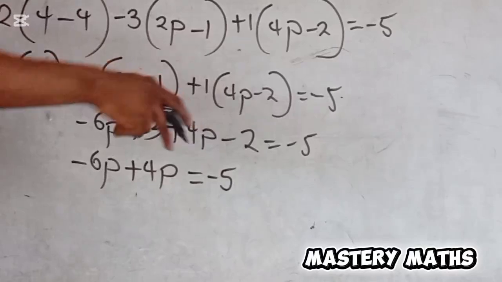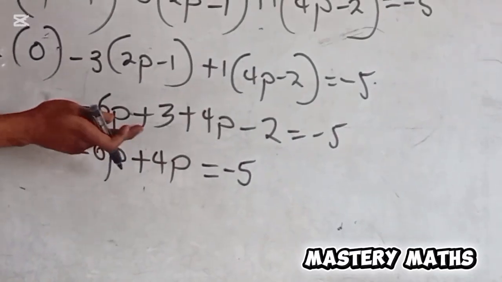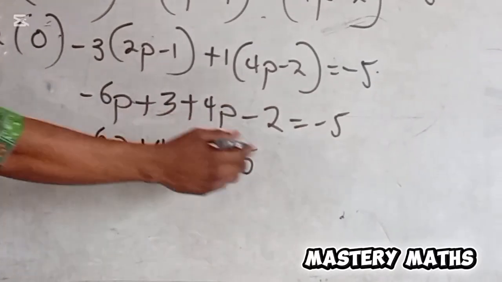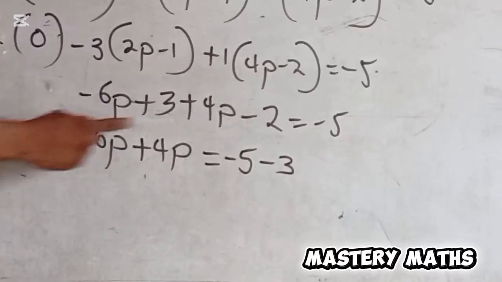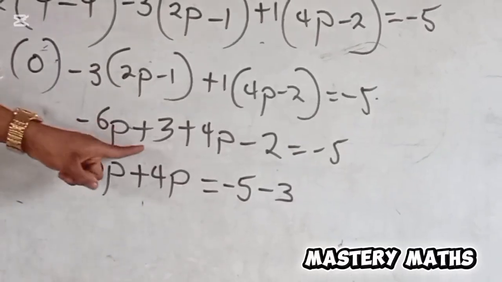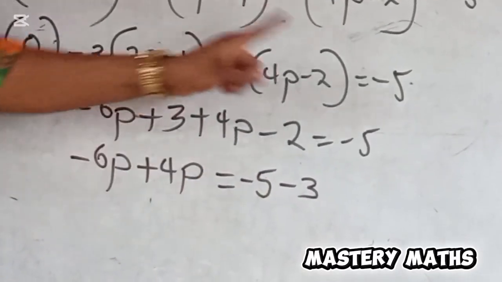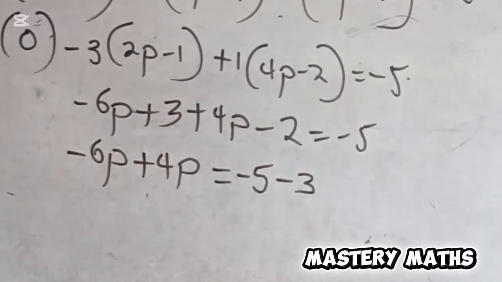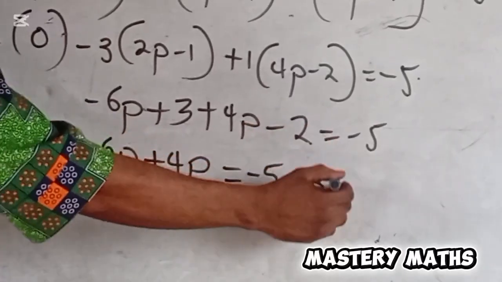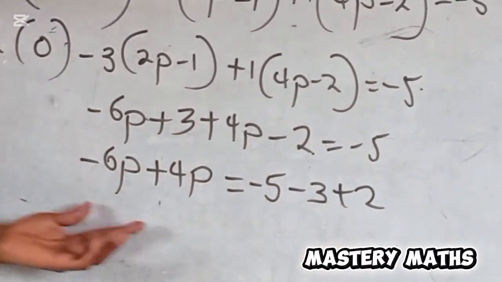Now let's also collect the like terms. Let this constant here go to that side to meet minus 5. This is plus 3. When plus 3 crosses over this equality sign, it will change to minus 3, because whenever signs cross over the equality sign, they change. Now look at the next one, minus 2. When minus 2 crosses over the same sign, it will change to plus 2. You see now, the like terms are being collected properly.